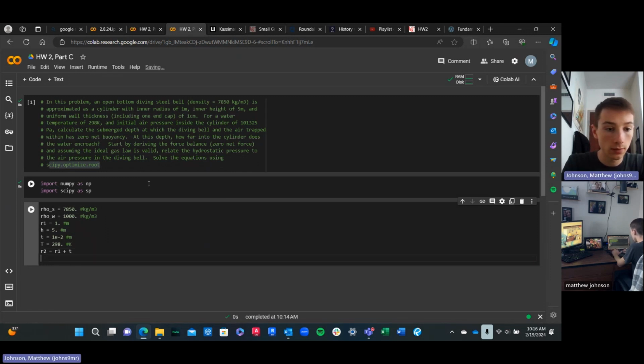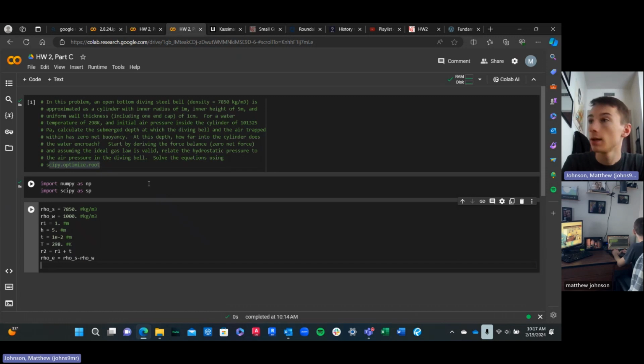And then what else do we have? So I'm just going to go through our formulas that we've come up with. We have the effective density, which has been the measurement we've been using. Remember, the effective density is just the density of steel minus the density of water. I'm going to come to the volume of the bell last. Oh, we need to define gravity. That's 9.81, in meters per second squared.